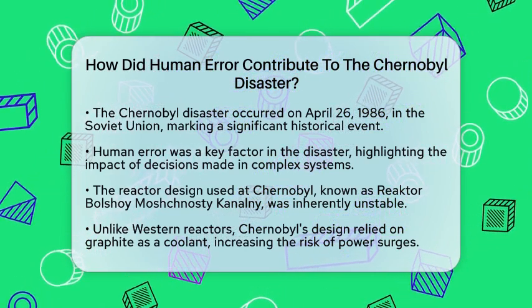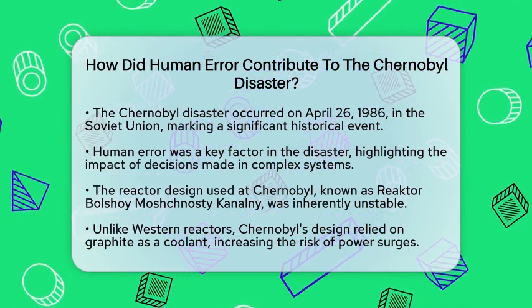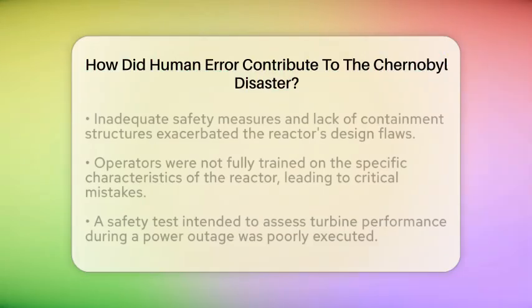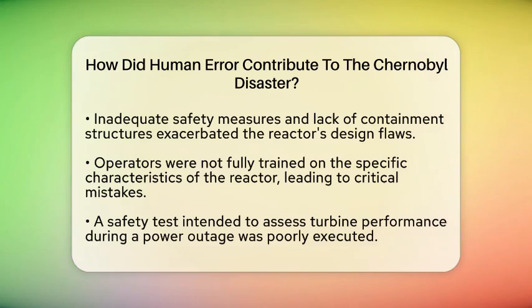The Chernobyl plant used RBMK reactors, known for their instability. Unlike Western reactors that utilized water as a coolant, these reactors relied on graphite, which made them susceptible to dangerous power surges. This design flaw was worsened by inadequate safety measures and a lack of proper containment structures. When the reactor was pushed to its limits during a safety test, the consequences were dire.